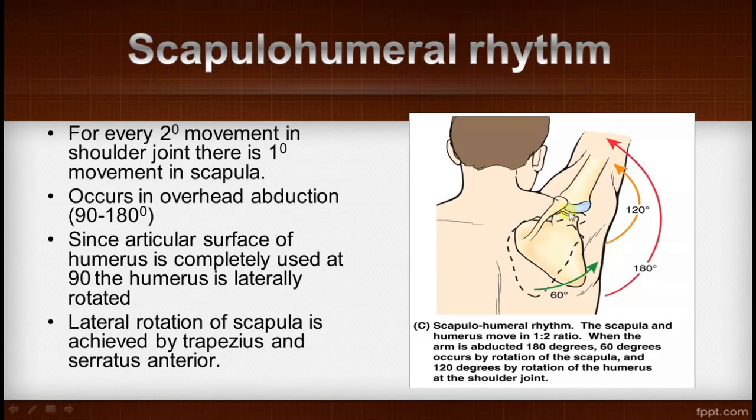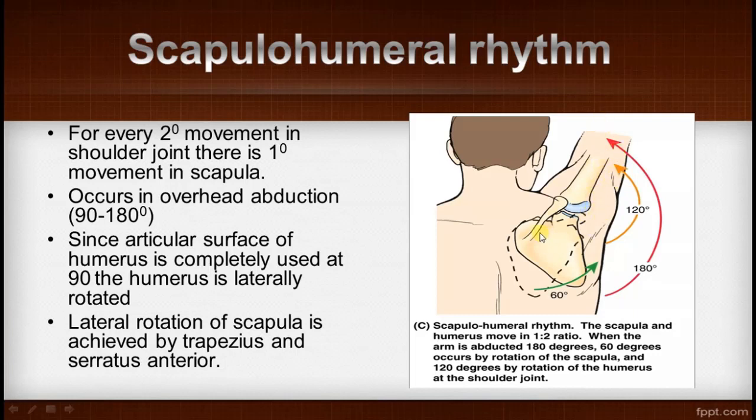Now for overhead abduction to occur, up to 90 degrees the whole head of the humerus is used up by the scapula, so there is no further movement. Naturally, lateral rotation of the humerus takes place, and that is facilitated by the teres minor muscle and the infraspinatus. Once lateral rotation takes place, then overhead abduction takes place. Without that, it is fully used up, and the greater tuberosity of the humerus is impinging here, thereby not allowing any further movement. So slowly a little bit of lateral rotation takes place.